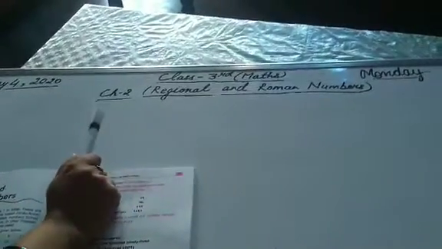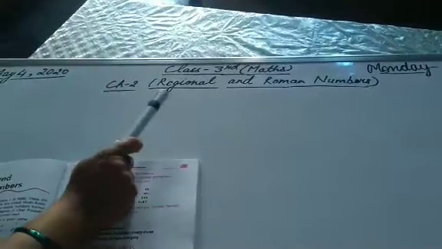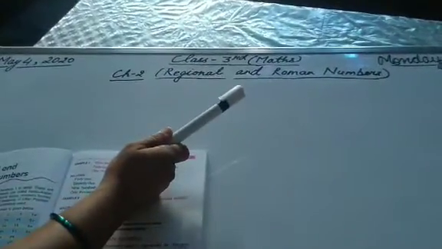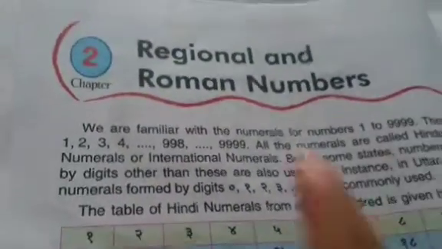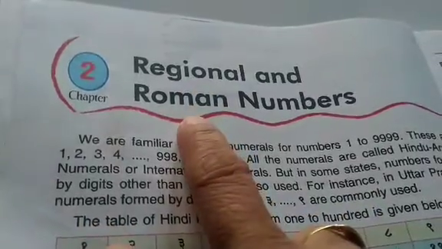Today we will start our new chapter, chapter 2, Regional and the Roman Numbers. So, beta, in this chapter, regional and Roman numbers, we have to learn about two types of number. First is regional and second is Roman.